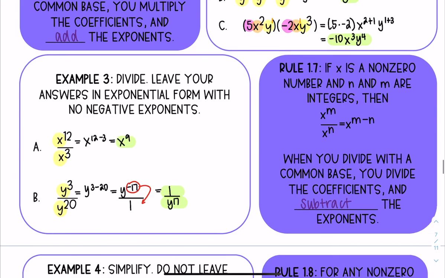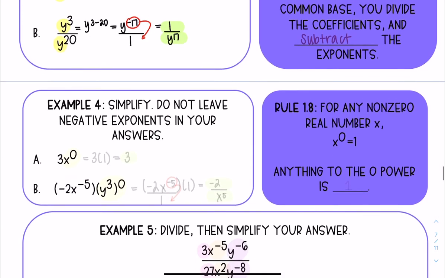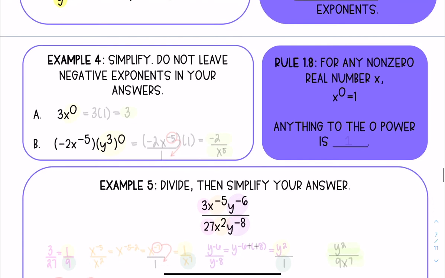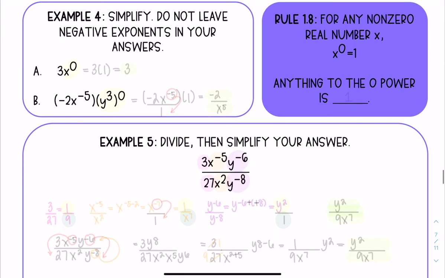Rule 1.8 says that for any non-zero real number x, x to the 0 is equal to 1. And so that just says that anything to the 0 power is 1. So looking at example number 4, we know that x to the 0 power is going to turn into a 1, but that 3 is still out front, so we have 3 times 1, which is just 3.